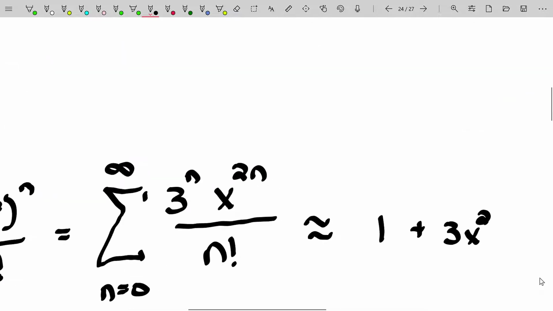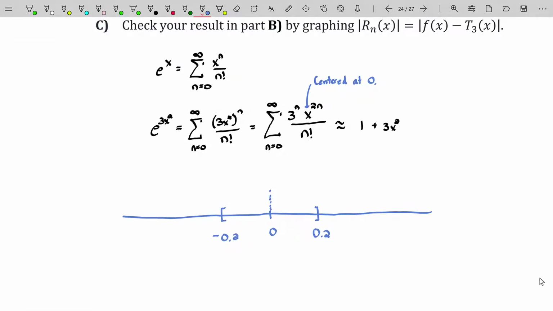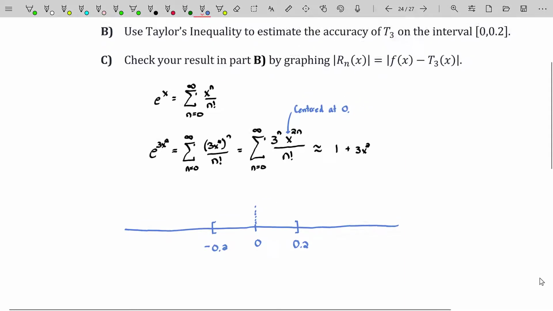One thing you should note here is that we are centered at 0. And when you're doing an approximation centered at 0, you can kind of think of it this way. You have this number line, and you're approximating the value of e to the 3x squared at x equals 0. So you can gain some very nice level of precision about x equals 0 for quite some time if you have a lot of polynomial terms. In reality, we just want to know how accurate is our approximation if we consider a radius of 0.2. And we're going to visualize this in a moment, but I still want to do all the mechanics by hand.